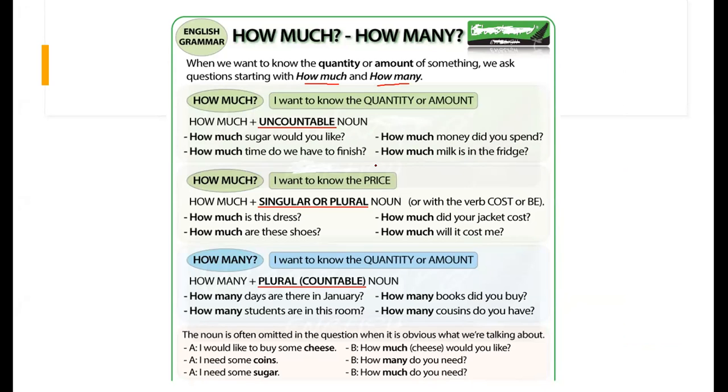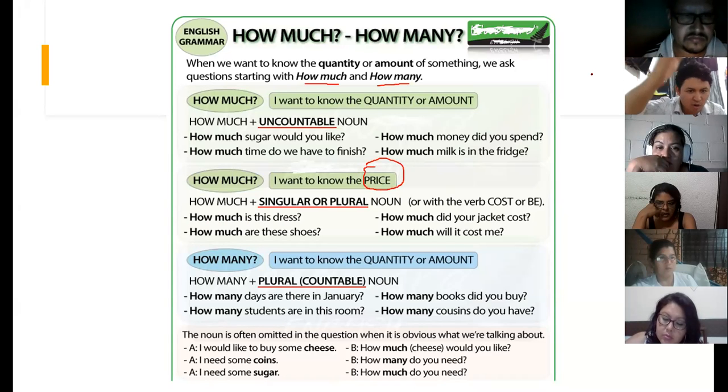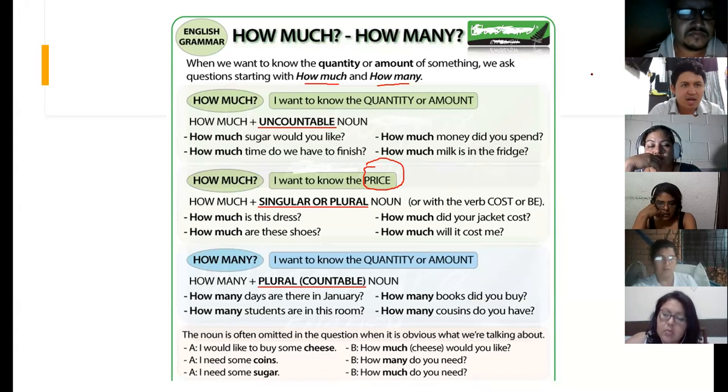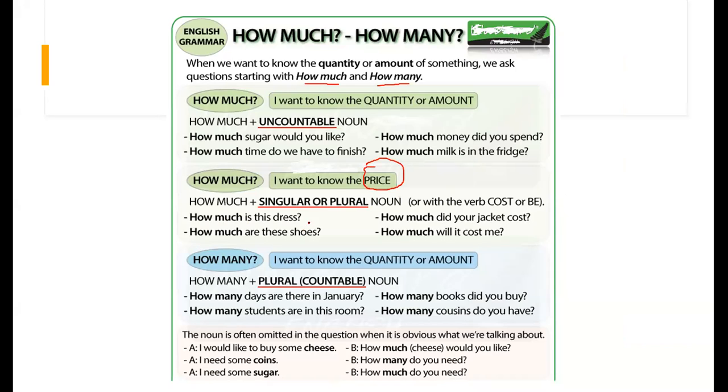But we also use how much when you want to know the price, okay? If you want to know the price about something, how much? For example, you say, how much is this dress, verdad? You go to a department store, ya sea que va a Simán o al shopping, it's up to you. But you're going to ask, how much is the dress? ¿Cuánto vale el vestido? How much are these shoes? ¿Con singular o con plural? That's why you say, how much are these shoes?